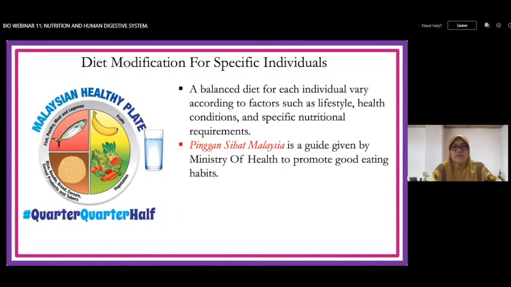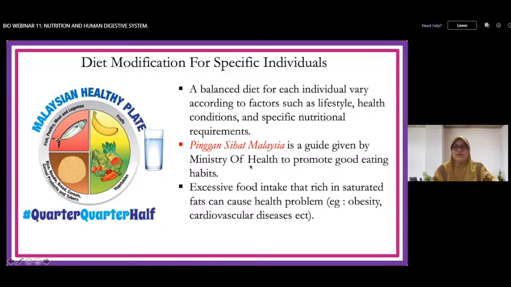Okay, next we move to diet modification for specific individuals. Ini makanan yang dicadangkan oleh Ministry of Health, Pinggan Sihat Malaysia. Pinggan Sihat Malaysia is a guide given by the Ministry of Health to promote good eating habits. Kita sepatutnya amalkan makanan ni, kita panggil apa? Quarter half, ataupun suku-suku separuh. Ambil starch ataupun nasi suku, lauk suku, ikan ke daging ke ayam, and then yang selebihnya separuh tu kita kena ambil fruit and vegetables yang mana group dia dalam fiber.